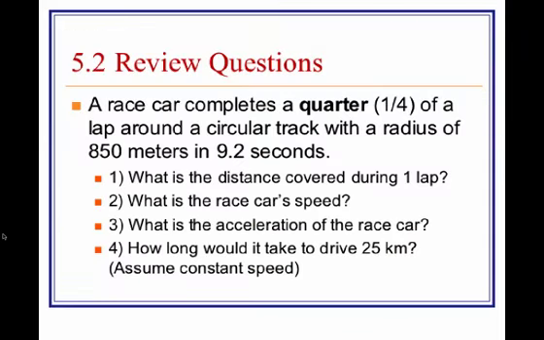Here's a review question for the previous lecture. A race car completes a quarter of a lap. That's only 1/4 of a lap around a circular track that has a radius of 850 meters. It takes 9.2 seconds to complete this quarter of a lap. I would like for you to answer, please. What is the distance covered during one lap? What is the race car's speed? What is the acceleration of the race car? Assuming the speed that you found in question number 2, how long would it take the race car to drive 25 kilometers?